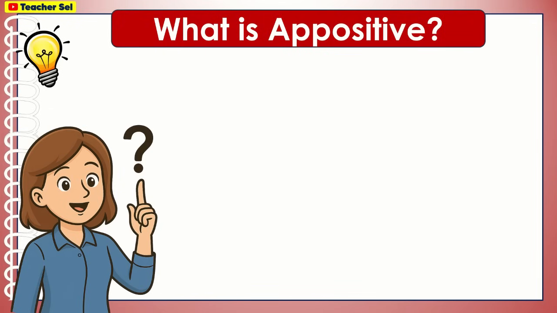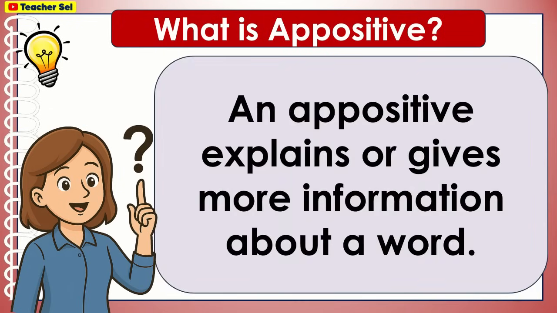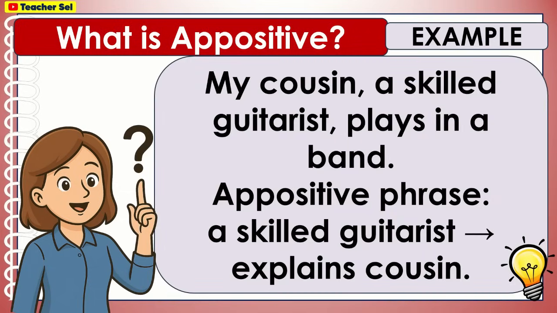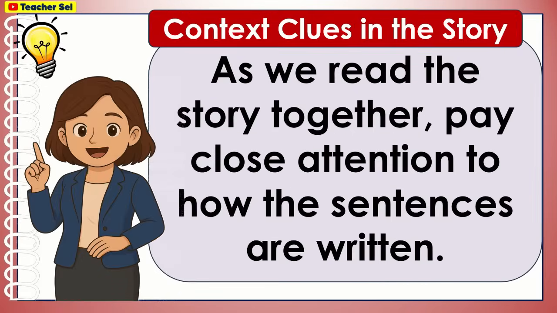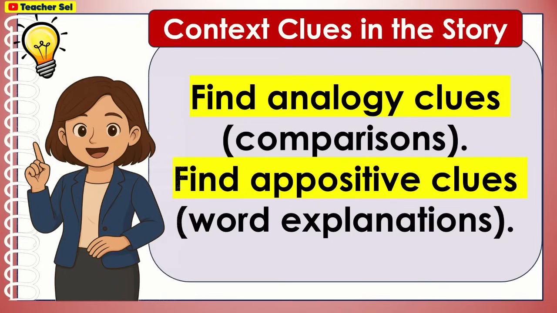What is appositive? An appositive explains or gives more information about a word. My cousin, a skilled guitarist, plays in a band. The appositive phrase is a skilled guitarist because it explains cousin. Context clues in the story. As we read the story together, pay close attention to how the sentences are written. Find analogy clues, comparisons. Find appositive clues, word explanations.